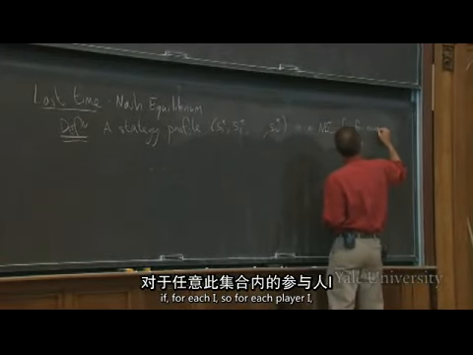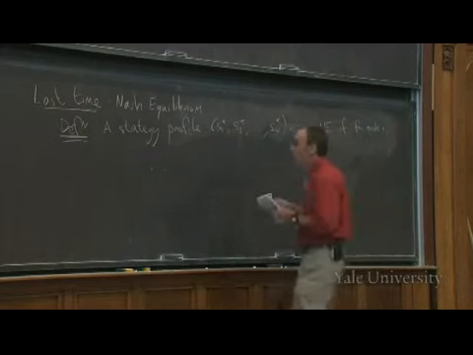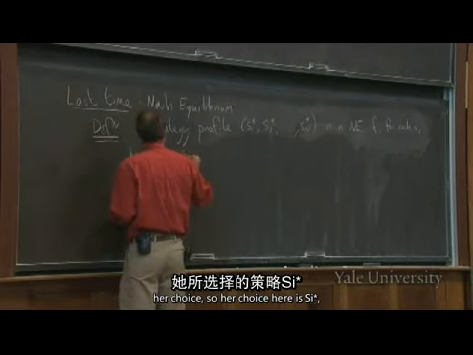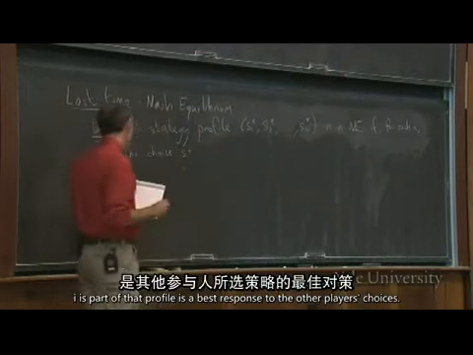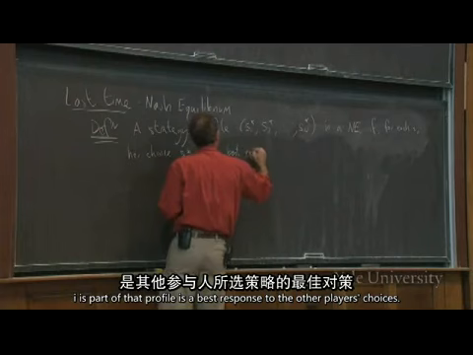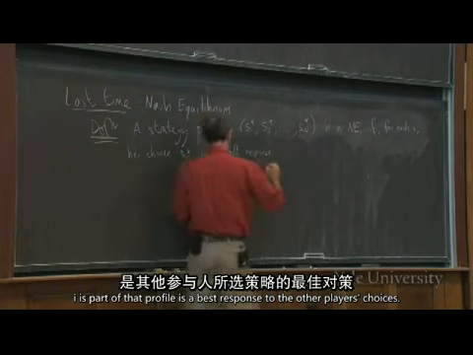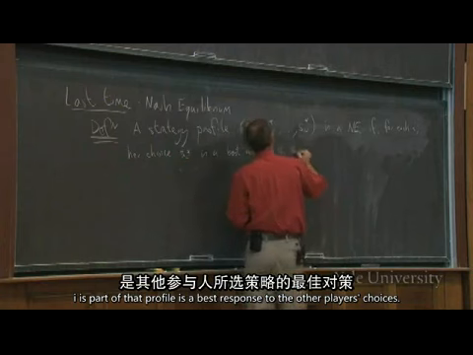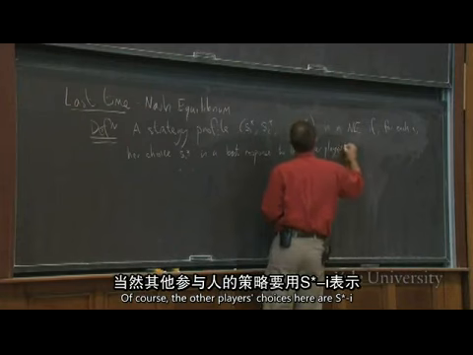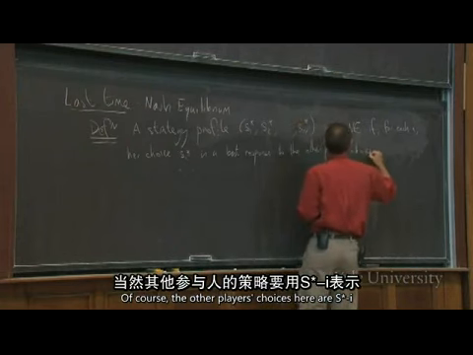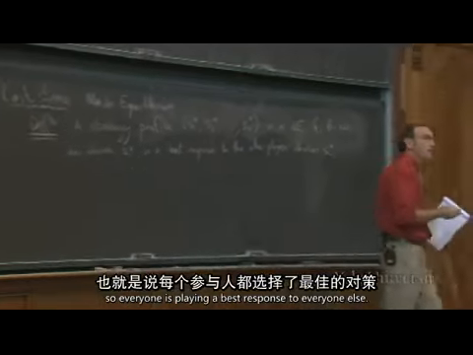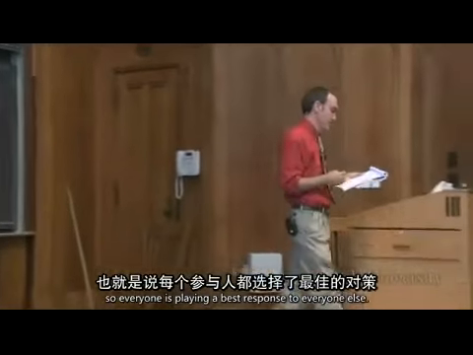if for each I, so for each player I, her choice, so her choice here is Si star, that's I's part of that profile, is a best response to the other players' choices. And of course, the other players' choices here are S minus I star. So everyone is playing a best response to everyone else.